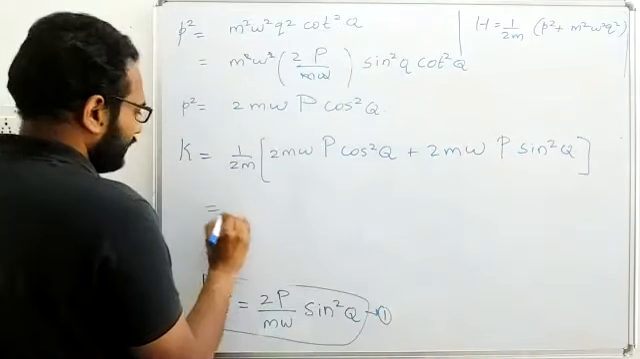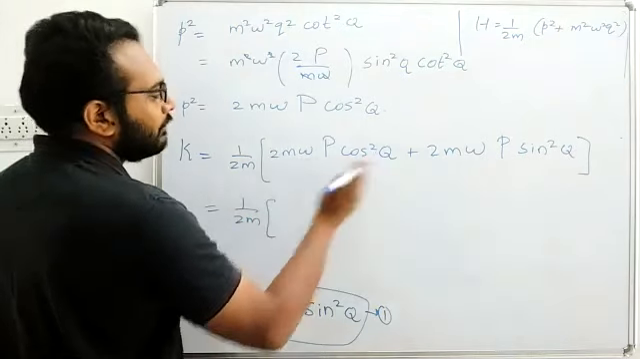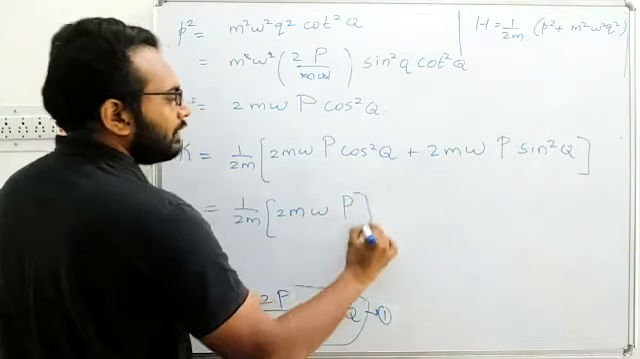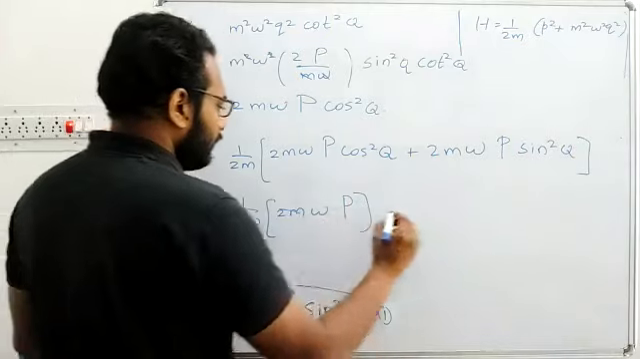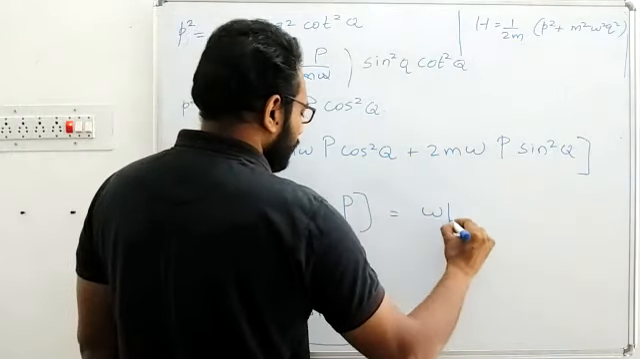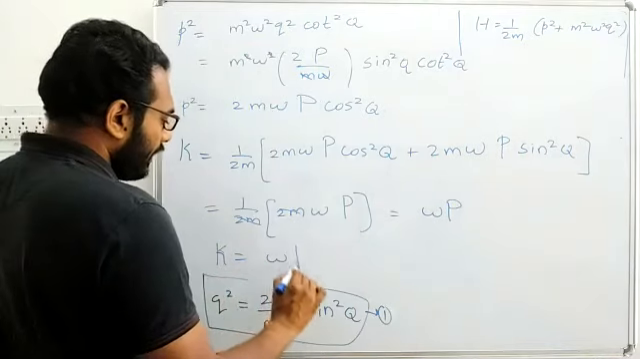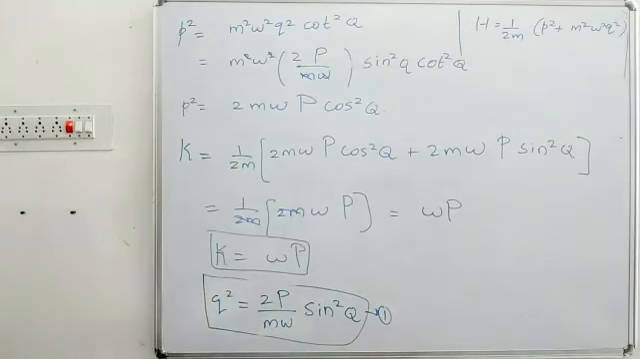Right. Now what do you see, that this is equal to 1/2m, this is simply 2mωP, right? Because cos squared Q plus sine squared Q is 1. Okay. Or you see that the new Hamiltonian is simply ωP. Now what's the good thing about this Hamiltonian? What's the good thing about this Hamiltonian?